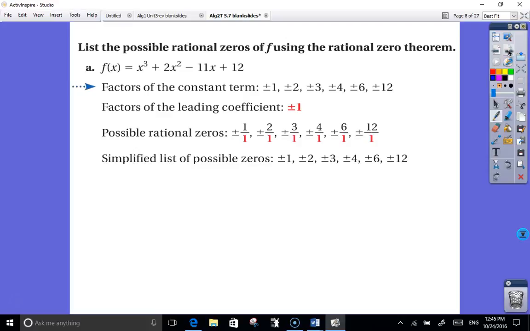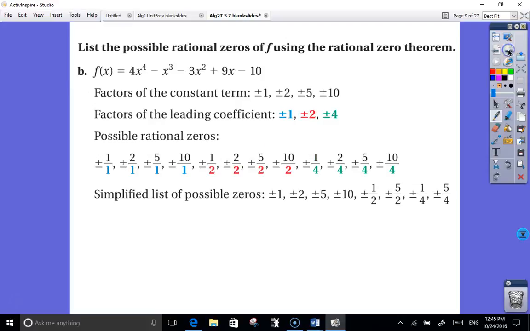Now, that's a fairly uninteresting one. The next one's a little more interesting. So now the constant term is negative 10, and the leading coefficient is 4. So actually, we're going to have a lot more combining of things. The factors of the constant term, negative 10, are 1, 2, 5, and 10, and they're all plus or minus. And the factors of the leading coefficient are 1, 2, and 4.